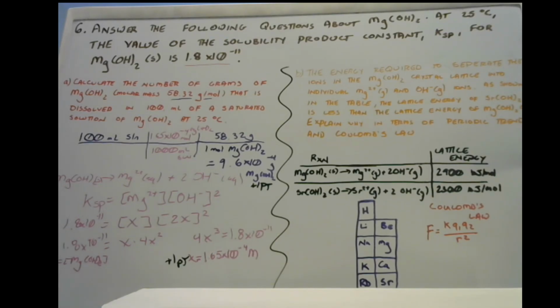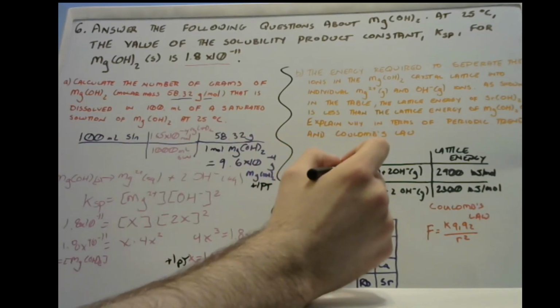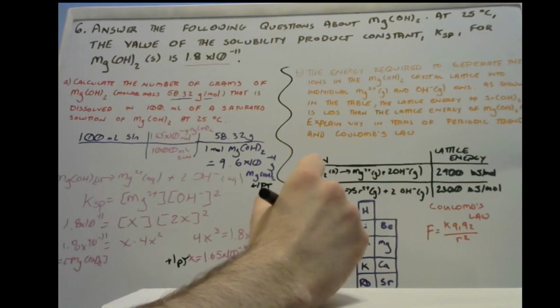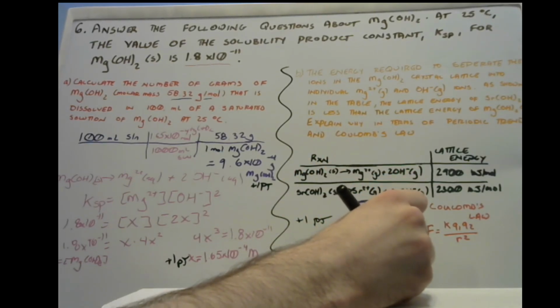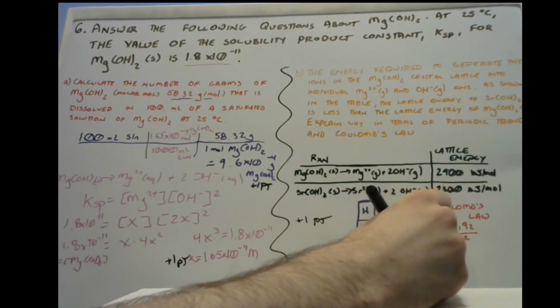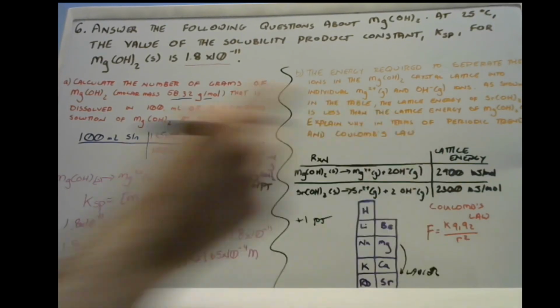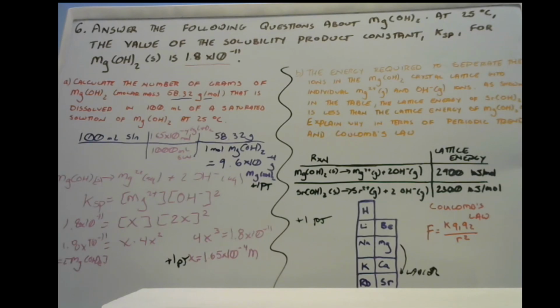This is again worth 2 points. One for the correct comparison of the cations, so comparing the size between this and this, which comes from here. And one for giving a justification based on the larger distances giving a smaller force, or a smaller distance giving a larger force, giving you the difference in lattice energies.